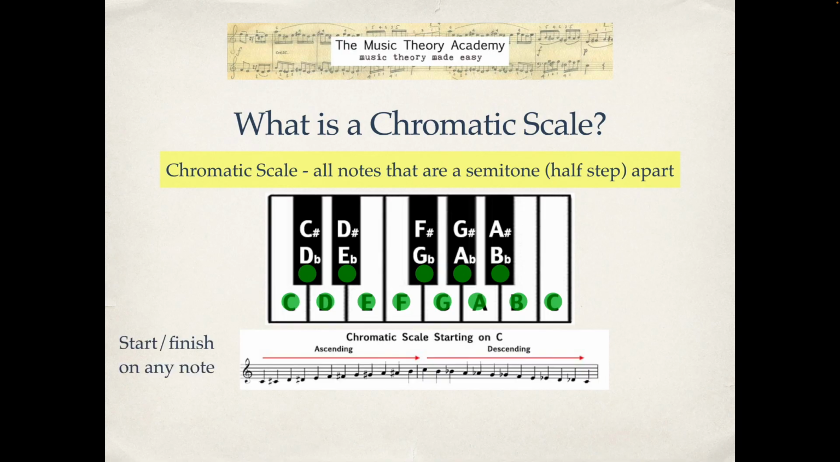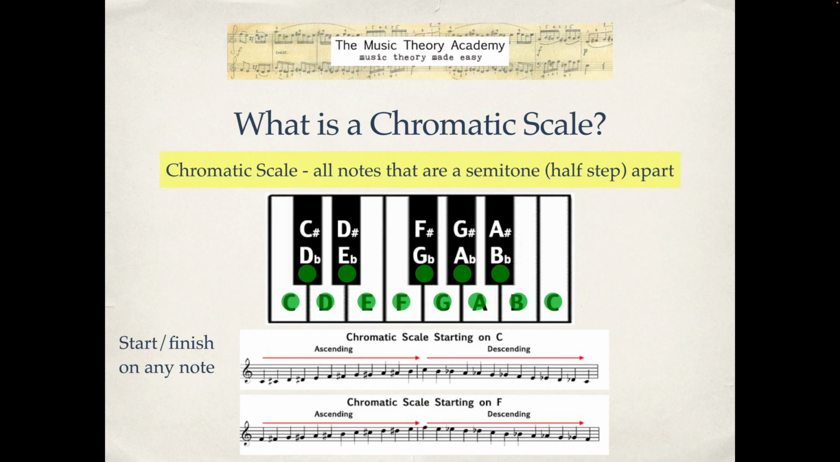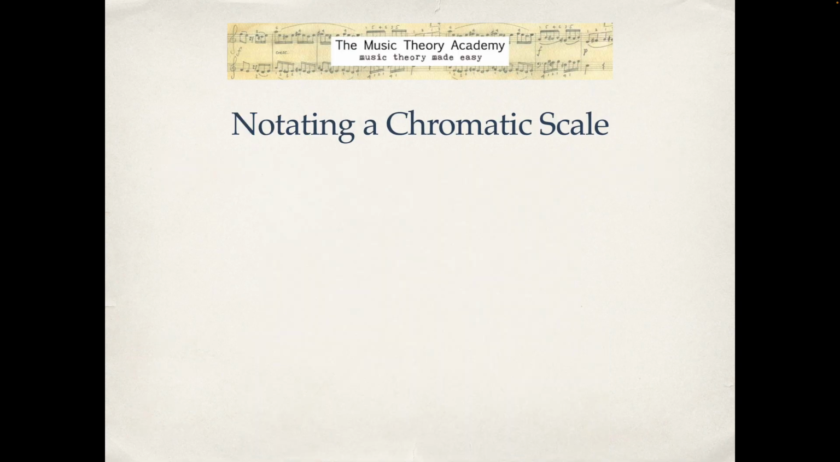That would be described as a descending chromatic scale. Now, you can start and finish a chromatic scale on any note. Here's an example. This time I'm going to start on F. That's the ascending, and here's the descending. It's another chromatic scale. It doesn't matter which note you start or finish on. Also, chromatic scales can be shorter. They don't have to go the whole way up. So if I started on C and ended on G, and you saw that in a piece of music, you could describe that as a chromatic scale. So how do we notate a chromatic scale?